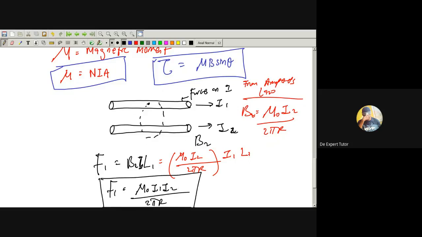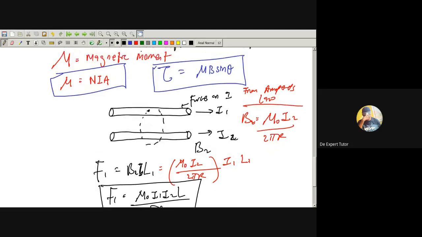So you should know that whenever they tell you that two conductors are placed beside each other, the force is mu naught I1 I2 L over 2 pi r. There's a length here, the length of the conductor, and that's all. All right. So practice all these things.